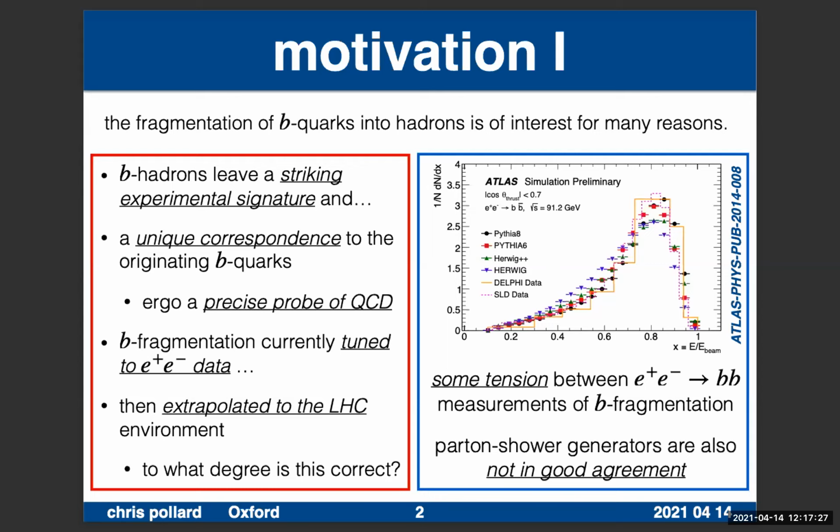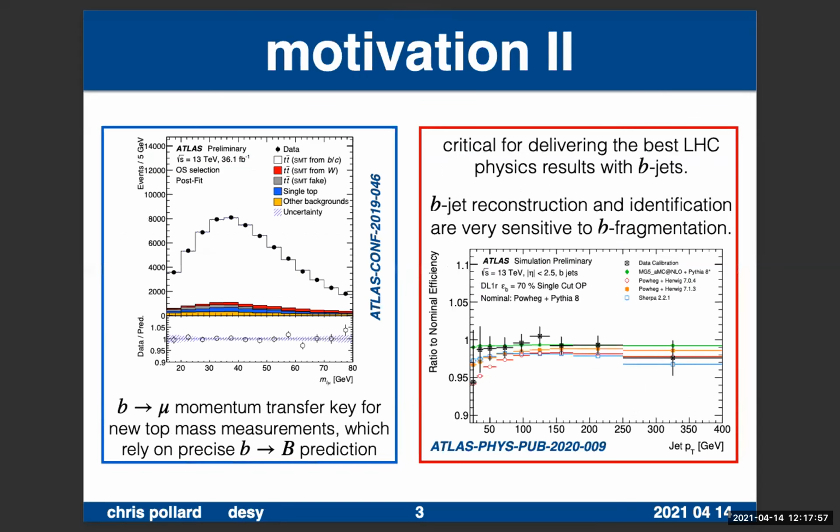To muddy the waters a bit more, the plot on the right is showing a number of measurements and predictions coming from LEP and SLD, and also a couple of now somewhat outdated parton shower generators. The bottom line is there is some tension between the fragmentation measurements that took place at lepton colliders, and the parton shower generators are not in great agreement in general, even in this day and age. So it's an interesting thing to be probing and understanding to a better degree.